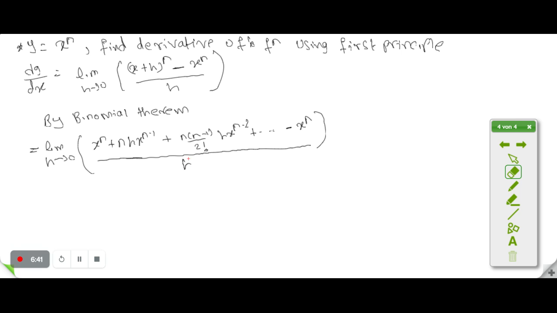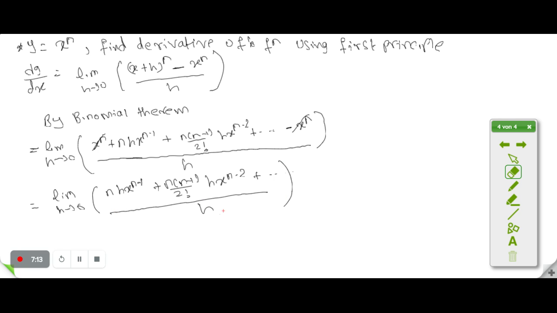So this whole thing is divided by h, and if you notice, this x raised to n and this minus x raised to n are canceling out. So what we have been left with is limit of h tends to 0, n h x raised to n minus 1 plus n into n minus 1 upon 2 factorial h x raised to n minus 2 plus this goes till n, and then it is divided by h, right? This is what you have been left with.